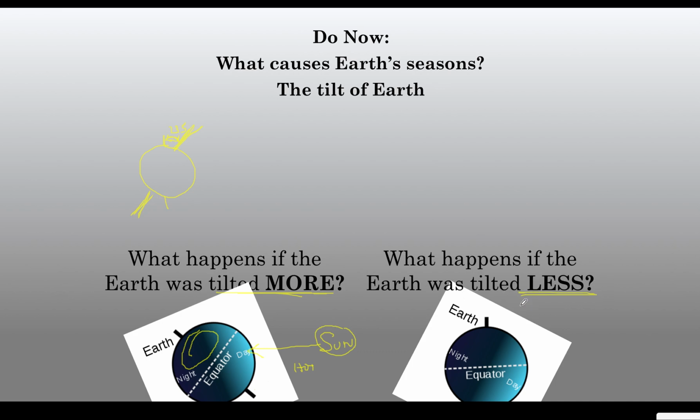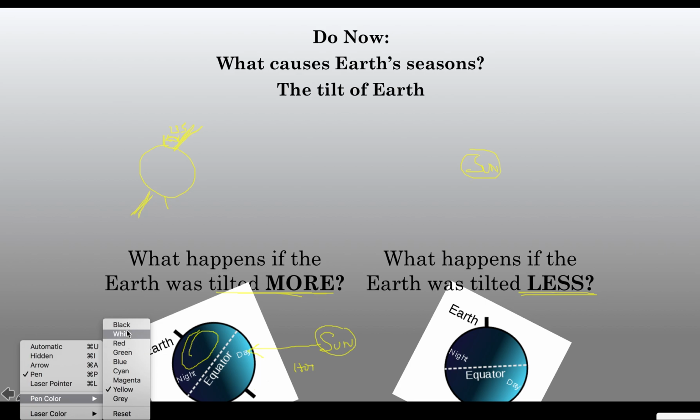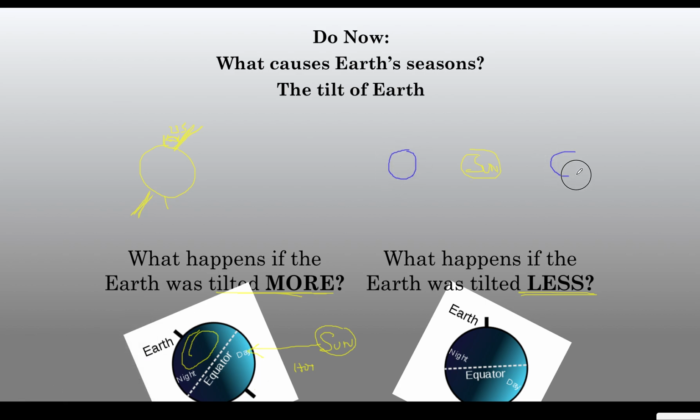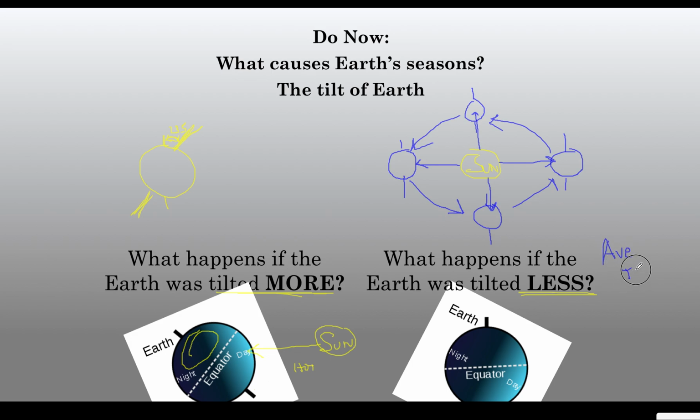If we were tilted less, this is more uniform. That means if this were the sun, and this were the Earth, let's go to blue here, in all four locations, if we were just not tilted at all, the sun's rays would hit us at the same intensity no matter what season we were in. These are the four seasons. We roughly see one every quarter as we revolve around the sun. And if you notice here, the sun's rays almost always would hit at the equator, which means that we wouldn't really see a changing temperature. So if it was less, we would see more average temps all year.